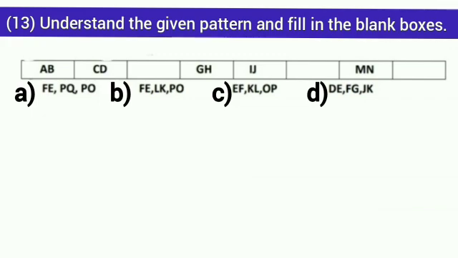Question number 13. Understand the given pattern and fill in the blank boxes. In the first box, there is AB. In the second box, there is CD. There is a blank for third box. Then GH. Next is IJ. Again blank. Then MN. And last one is again blank.